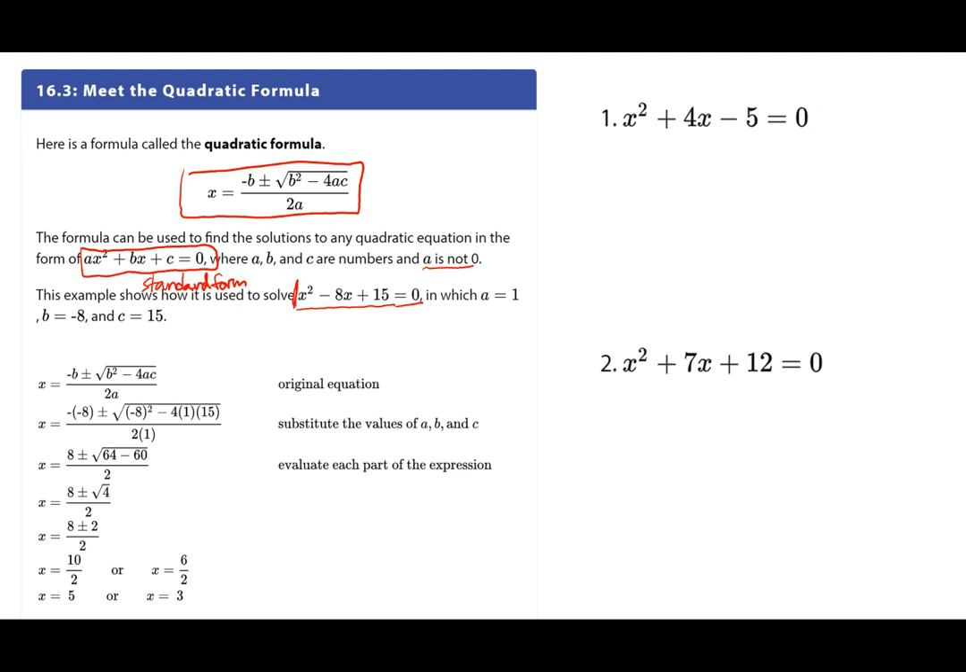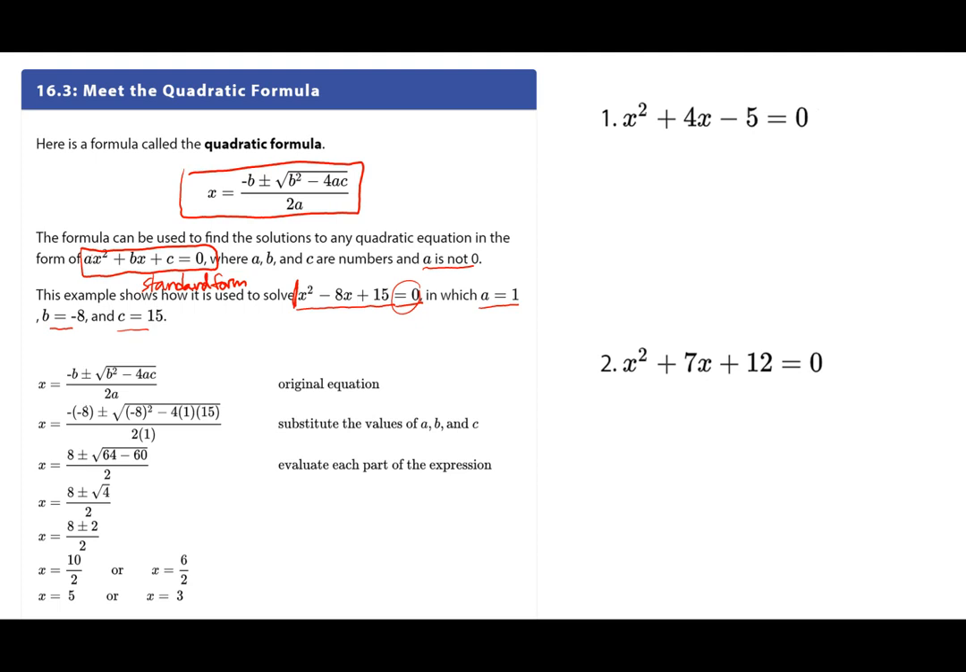So the coefficient of the x squared is 1. The coefficient of the x is negative 8. And the constant term is 15. And it's very important that this is in a form where it's already set equal to 0. We can only use the quadratic formula once we've got it in this standard form and then set equal to 0. So first we're going to have our original equation, the quadratic formula, x equals negative b plus or minus the square root of b squared minus 4ac all over 2a.